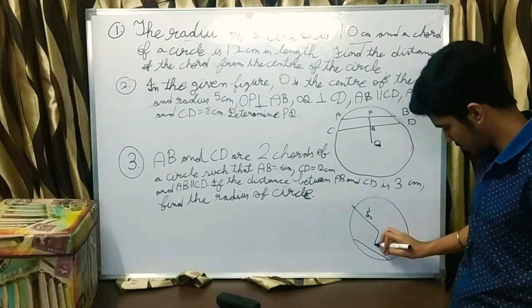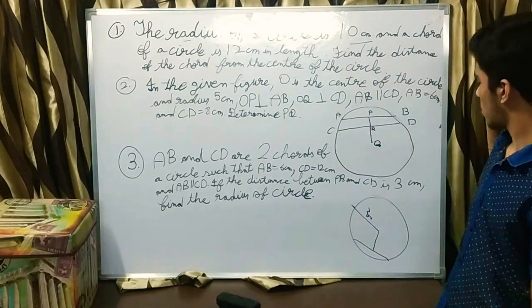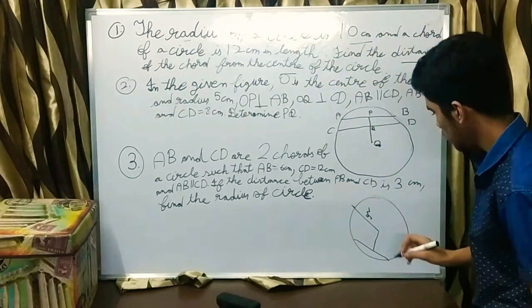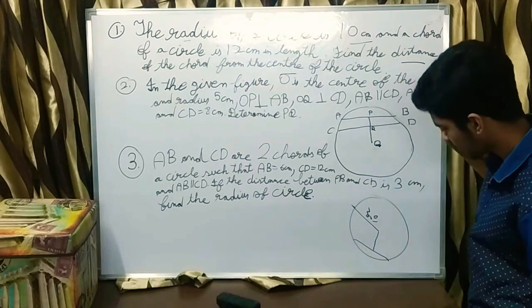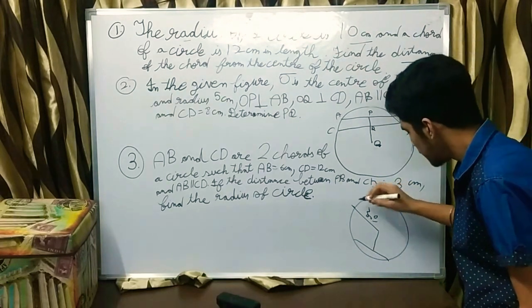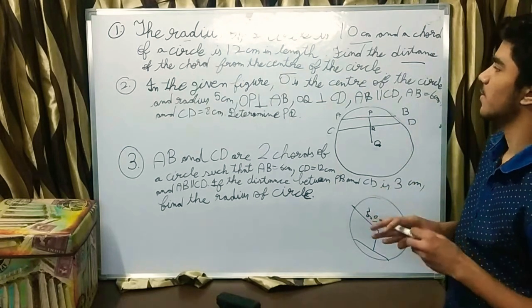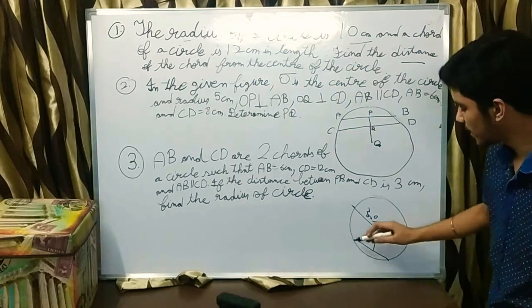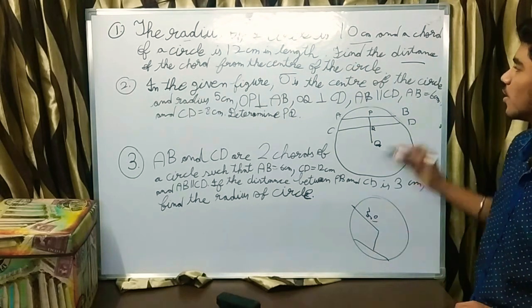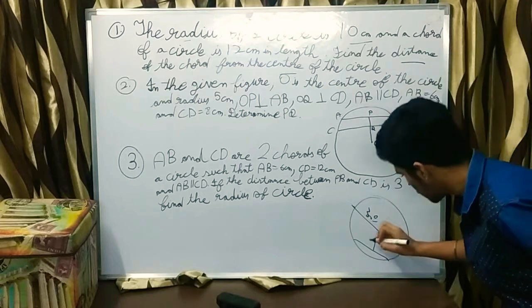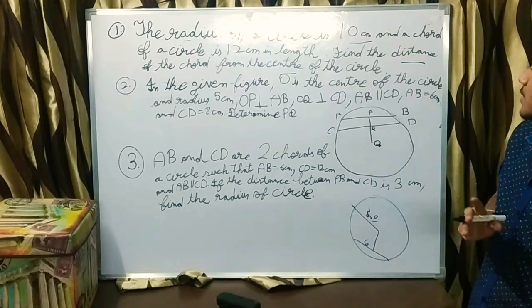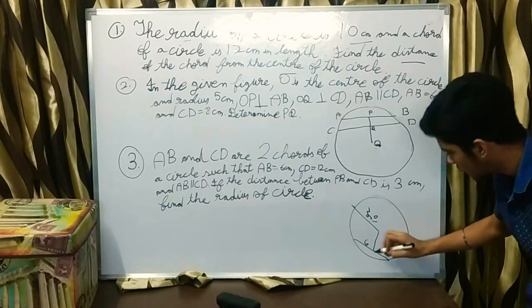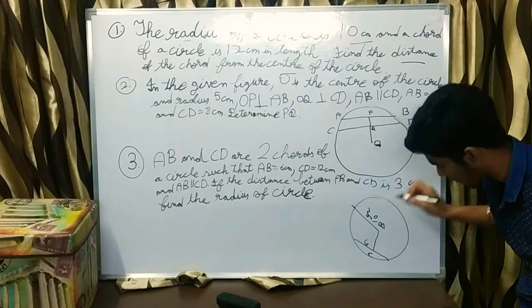Meaning this distance. The radius of the circle is 10 centimeter, so we can write here 10. Now this radius is equal to 10 centimeter and the chord is 12 centimeter, so its half would be equal to 6 centimeter. So let's write here 6. Now the distance we have to find is this one. Let us name it AB.